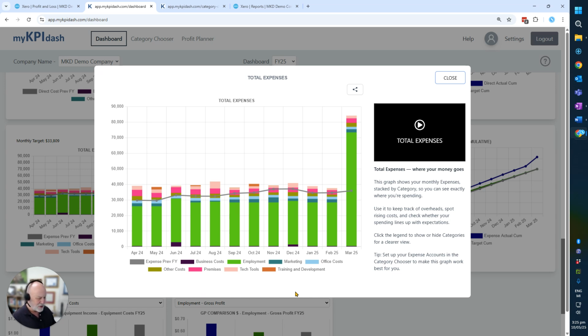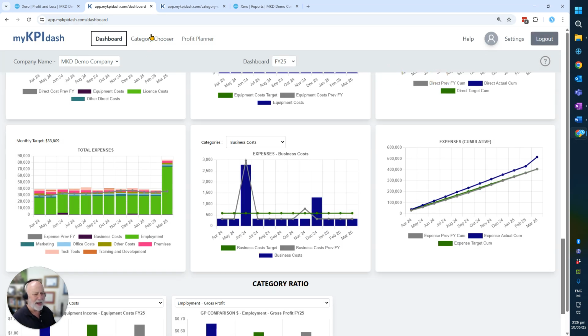So this business here, as you can see, has set up categories, and then for each of those categories, it gives them a figure so they can manage those categories. That's in the category chooser.